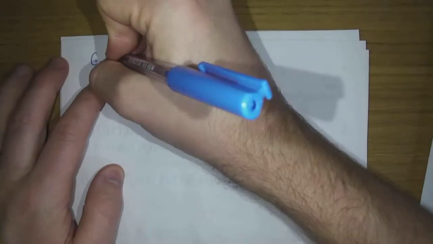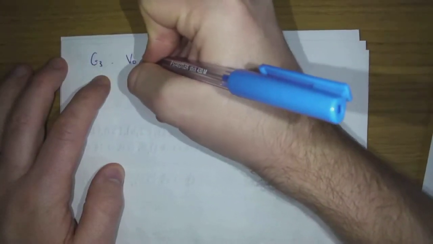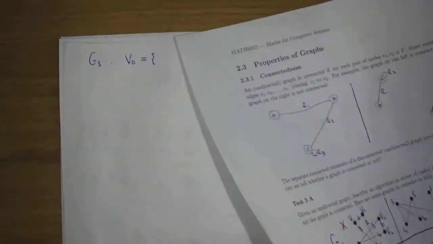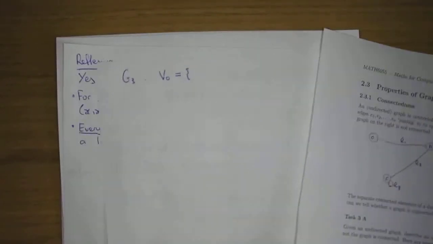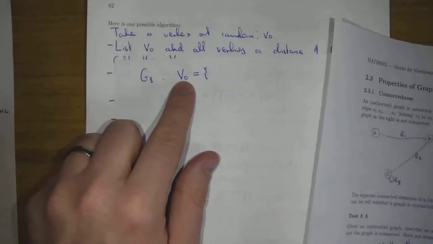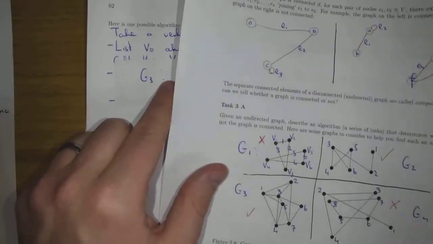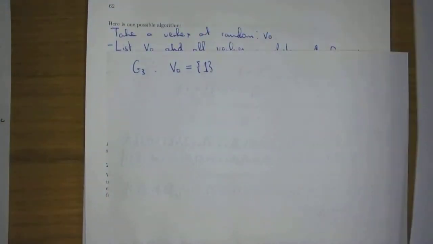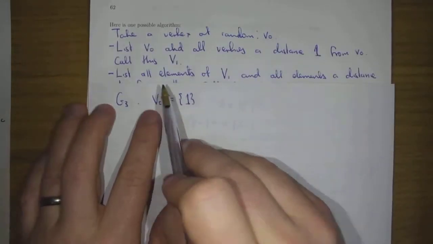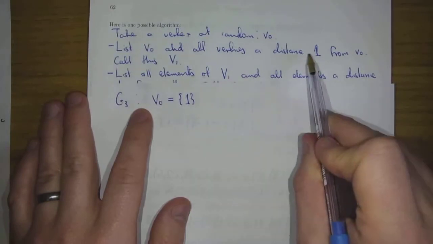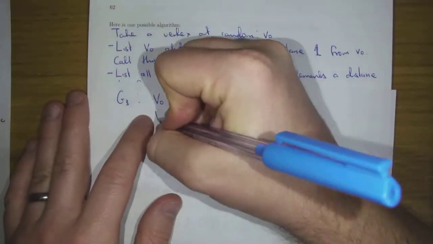Is it connected or not? So take the very first set, we'll call the vertex now. It's V0 in the algorithm. It's called V0, but we're just going to call it the set. We're going to call the set V0 and we're going to call the starting vertex 1. Okay, so now what does it say? List this element, which would be 1, and all the vertices at distance 1 from 1. And we'll call this V1.